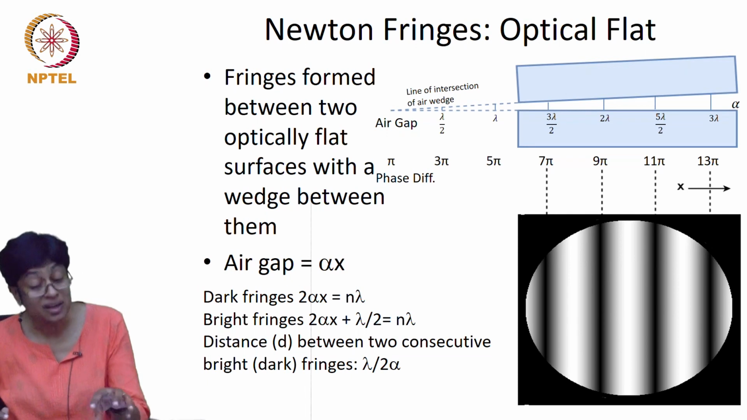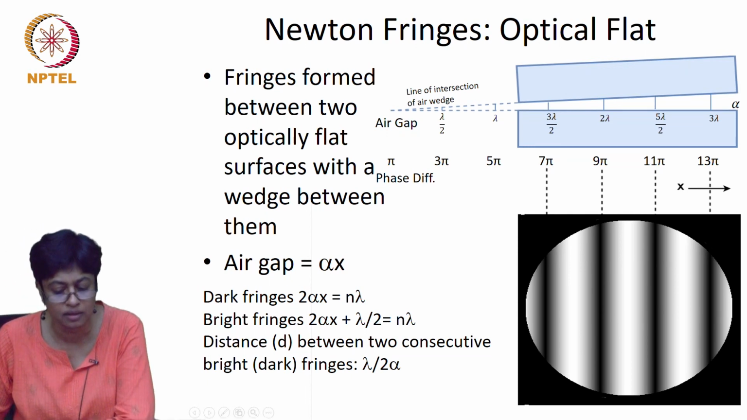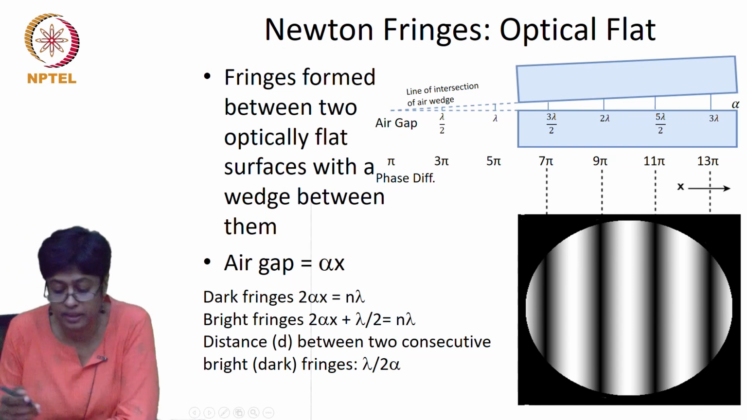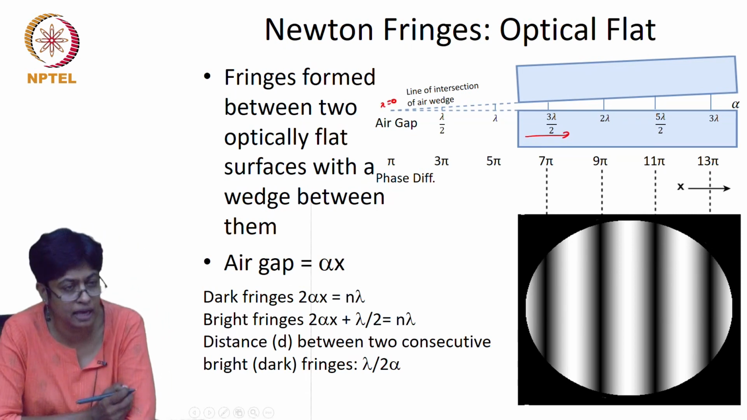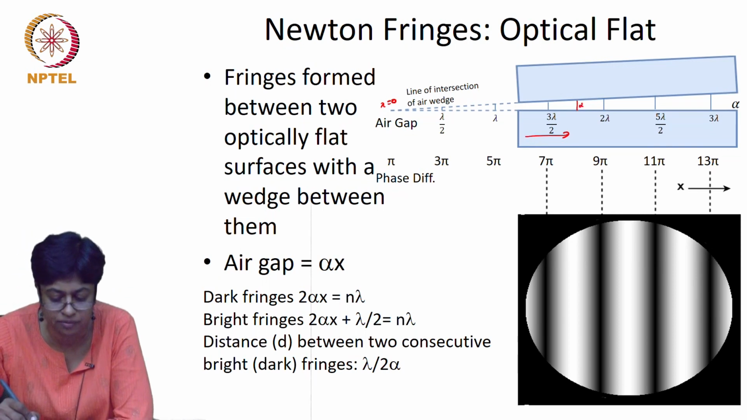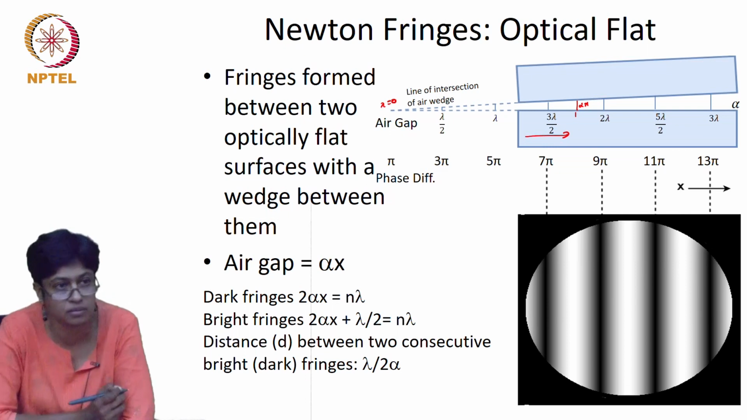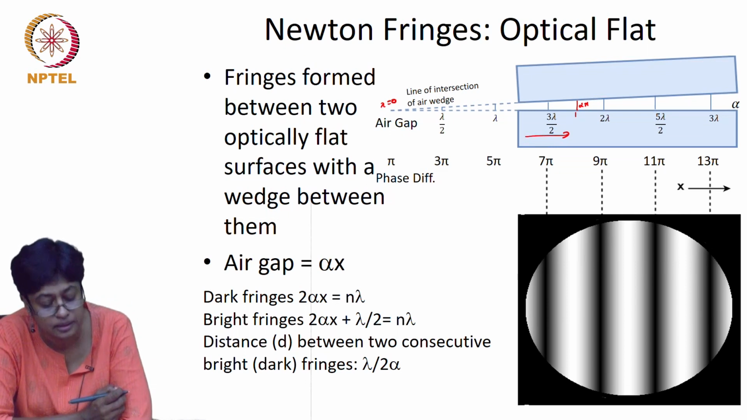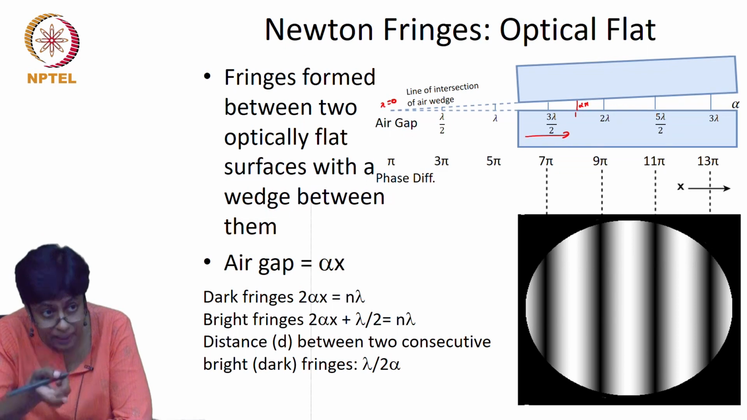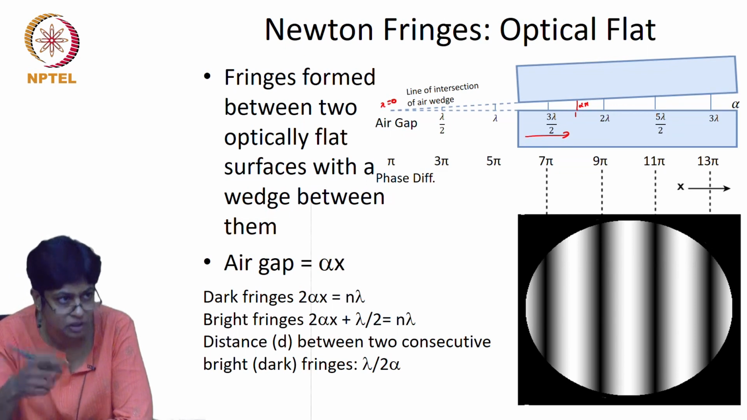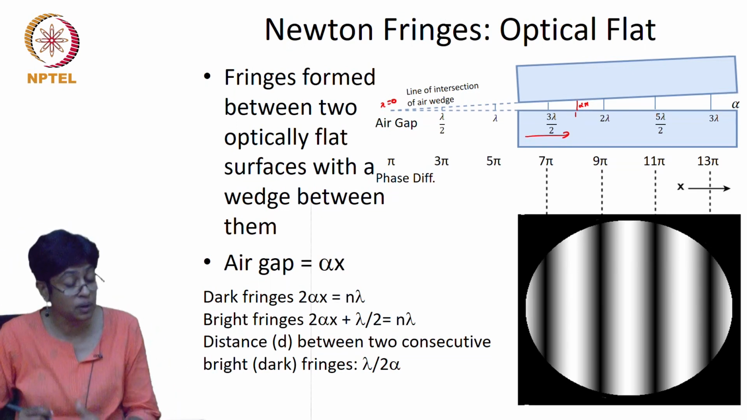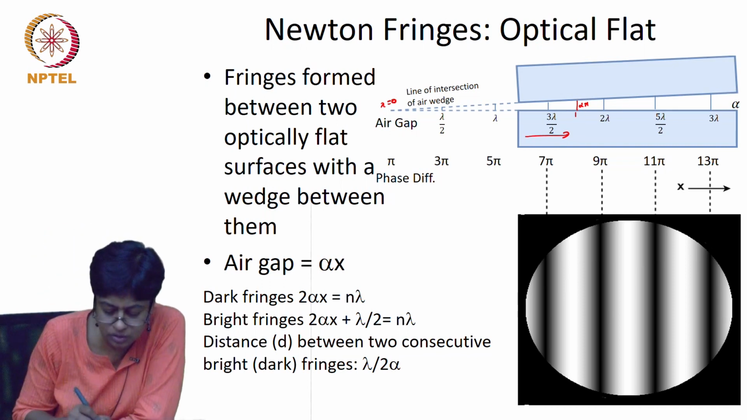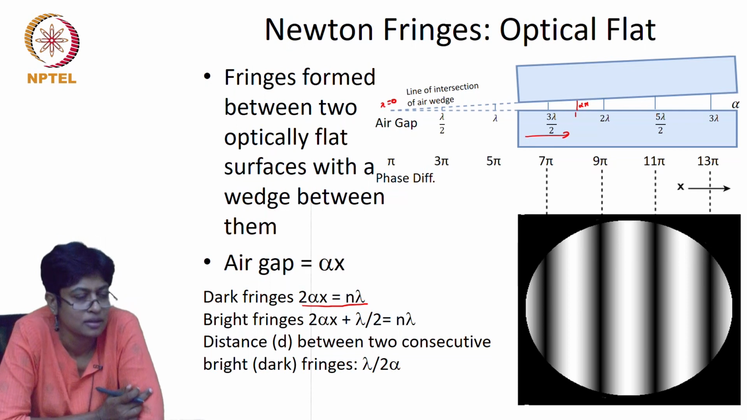Now, if it were as simple as this, you will say if the wedge angle is alpha, then the air gap is going to be alpha x, where x is this distance. Let us say this is x equal to 0. So, alpha x at any height, where x is measured from this origin as defined here. The optical path length then is 2 alpha x, because one wave travels to the lower surface and reflects back up. So, that is 2 alpha x, and I am telling you the dark fringes will occur here, at n lambda. Does that seem right?